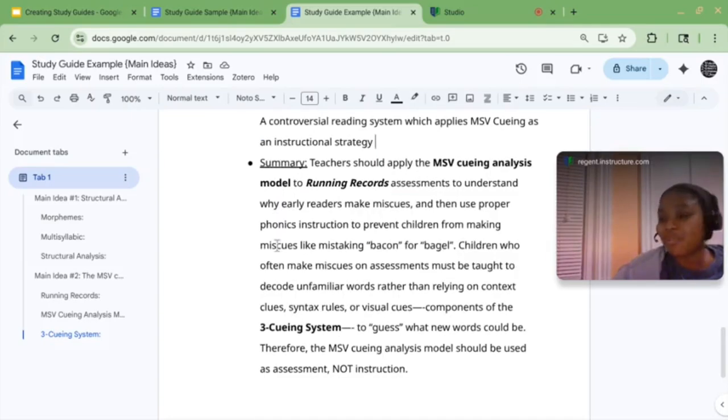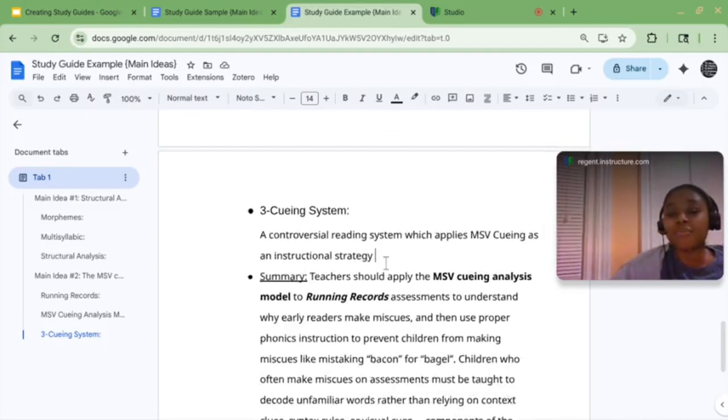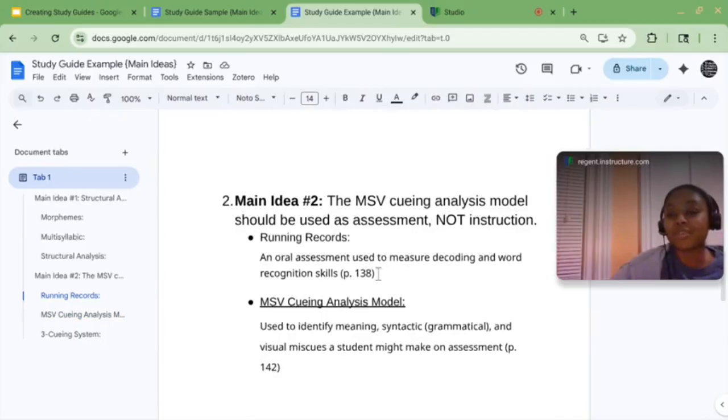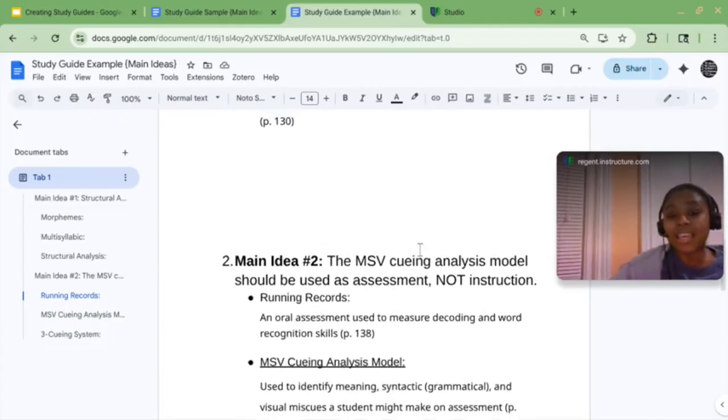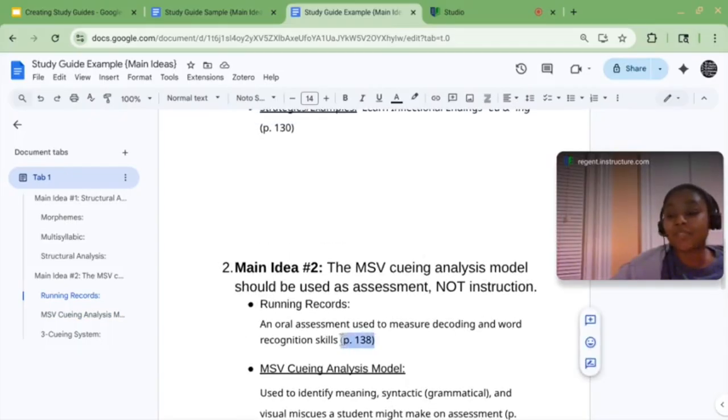If you'd like to read more about this, it's very interesting for me, especially as someone who wants to be a reading teacher. So I'll include the link below of the source where I got this information from. So it's from Reutzel and Cooter. And I actually added in specific page numbers so that way I can remember where I got this information from.